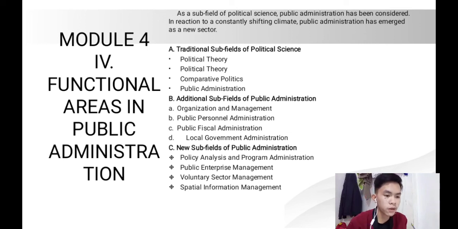Moving on to the additional subfields of public administration. The discipline of public administration has traditionally had the following subfields. We have organization and management, the administration of public staff, and administration of local government. What do we mean by organization and management? One of the oldest subfields of public administration is organization and management. It addresses the ideas, practices, and strategies used in the national government's organization and administration. It also discusses new methods and strategies such as reinventing and re-engineering.